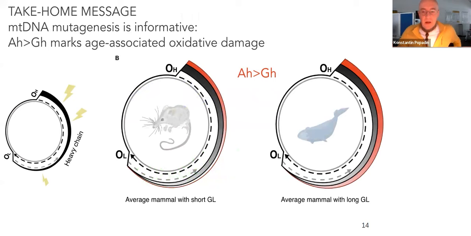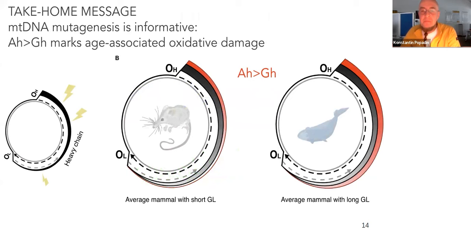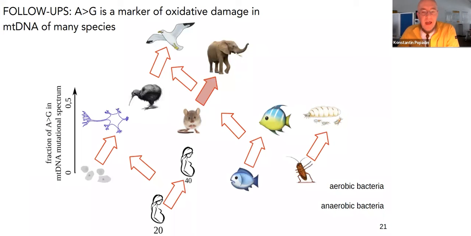Okay, so probably you forgot the take-home message. This is a reminder: A to G is a marker of age-associated oxidative damage. That's our working hypothesis. Of course, after this discovery, the best part in science is to dream about follow-ups. How can we extend it? How can we prove it in different groups, different taxa? Today, I presented this arrow between a mouse and an elephant. And we also discussed younger and older mothers, so we also touched this arrow.